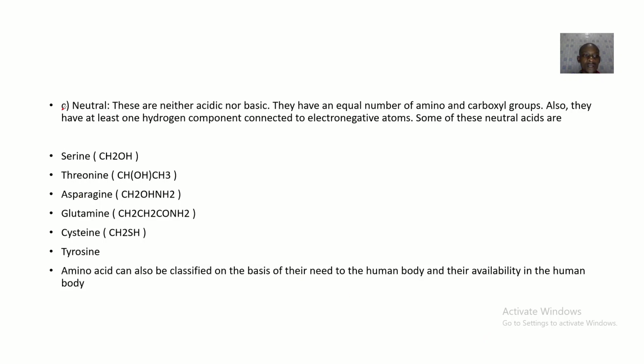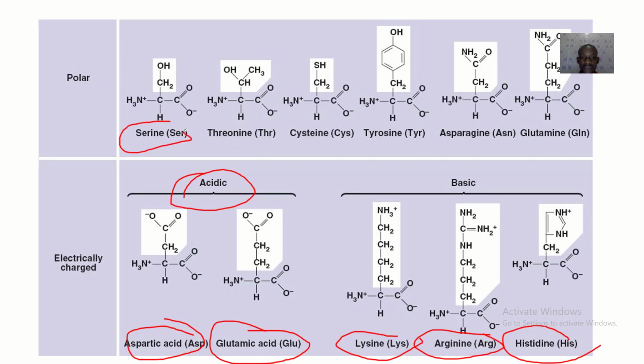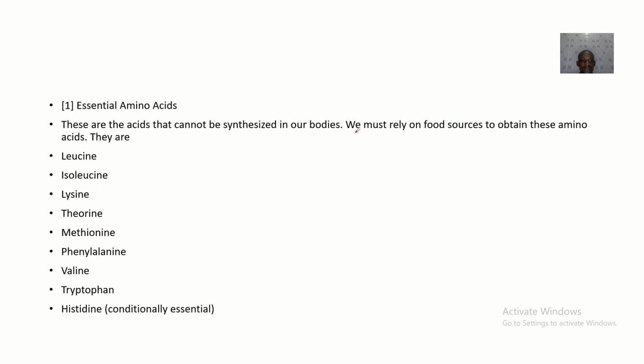So now how about the neutral amino acid? We say that they are neither basic nor acidic, okay? So they have an equal number of amino and carboxy group. Also, they have at least one hydrogen component connected to electronegative atoms, okay? Now, some of these neutral acids include what? We have serine, threonine, asparagine, glutamine, cysteine, tyrosine, okay? So let's look at least serine and threonine, okay? This is serine. See how serine is drawn? You see threonine, okay? You have cysteine and the rest of it. All right.